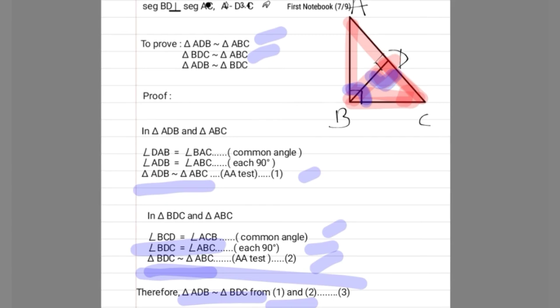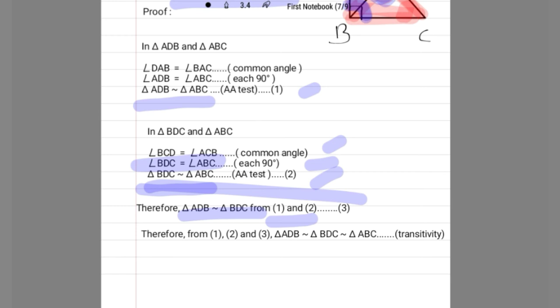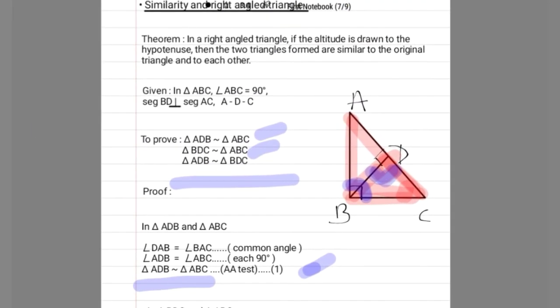So we have proved all these statements, and we have to prove that these three triangles are similar to each other. Now how we will do that? From 1, 2 and 3, we can say that triangle ADB is similar to triangle BDC. They are also similar to triangle ABC by transitivity. This we have learned in the similarity chapter. This is a property. If you have not seen that, you can just revise it once again and come back here and get this concept. Okay, so this is all about this theorem. It is not that important.